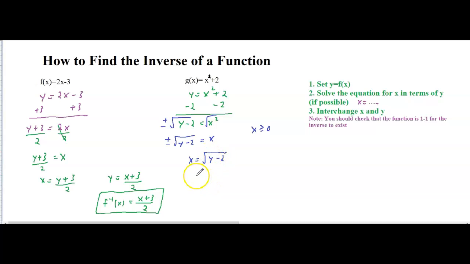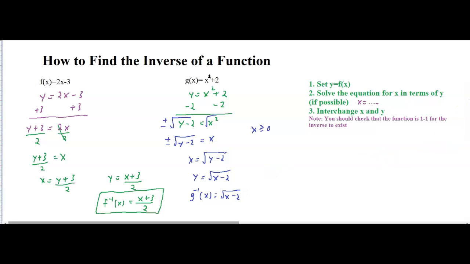Then we can interchange x and y, and we have g inverse of x is equal to the square root of x minus 2.